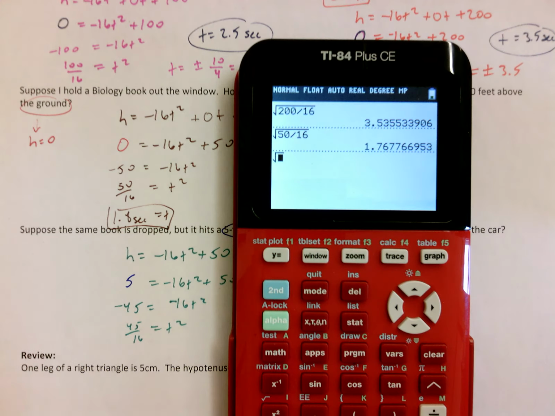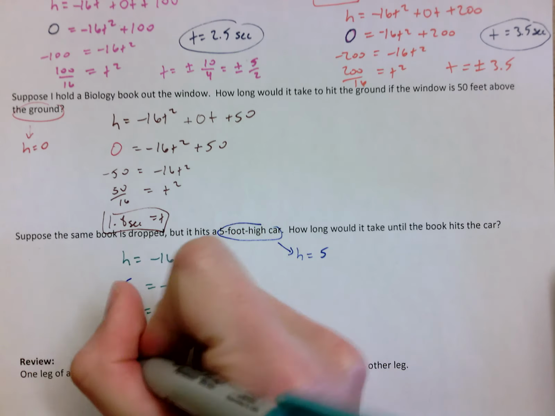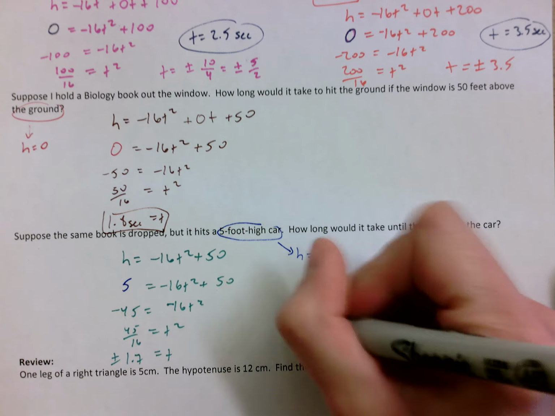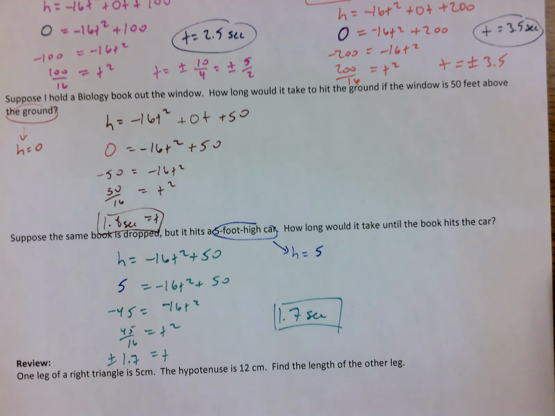So throw that in my calculator. Works out to about 1.7. Okay. And again, that's positive or negative 1.7. I'm disregarding the negative answer because it doesn't make sense. So it takes 1.7 seconds.